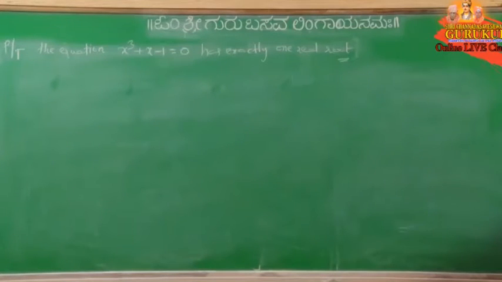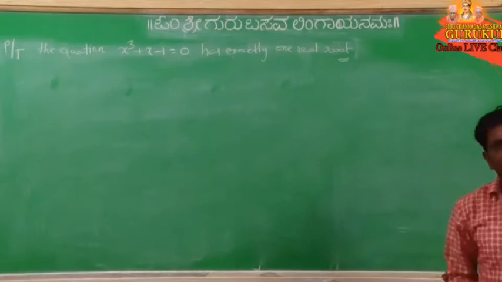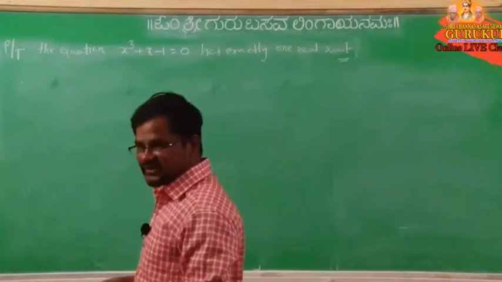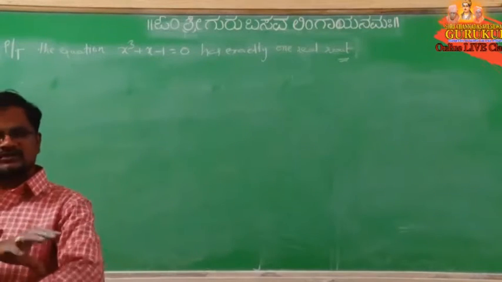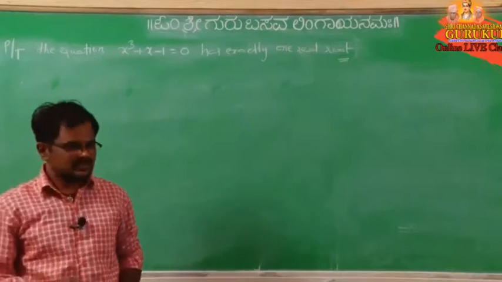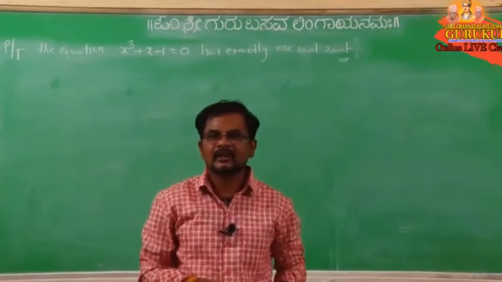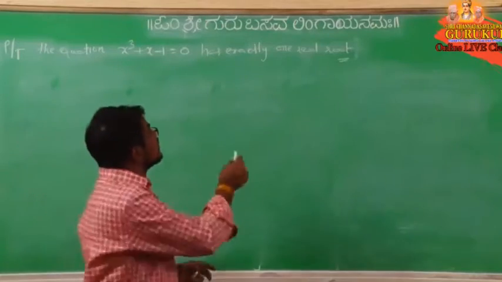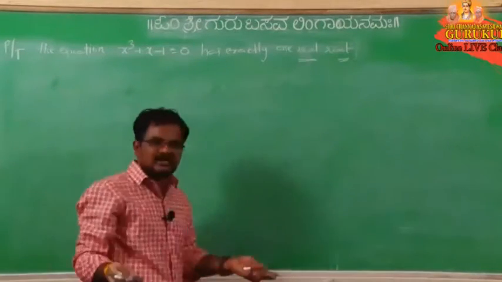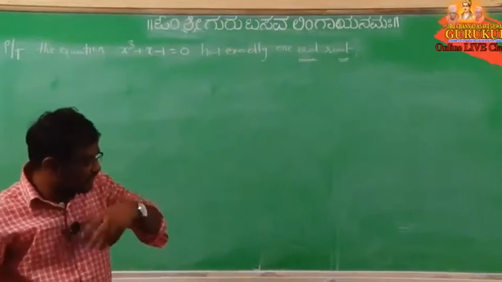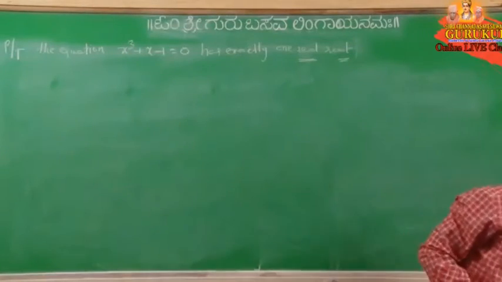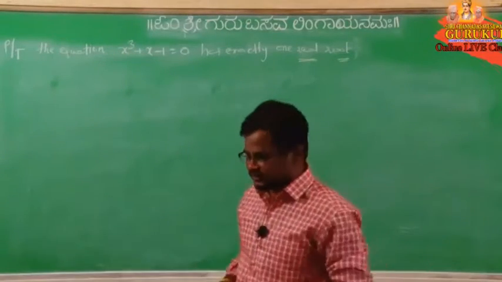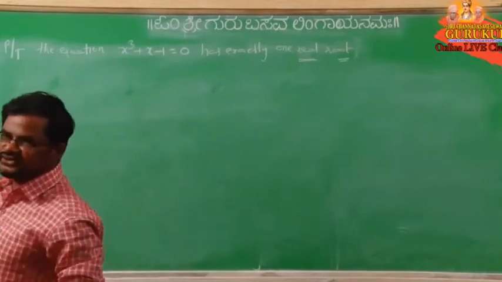Exactly one real root means we have to show this. This is a cubic equation, so how many roots will be there? 3 roots. But what is it saying? Exactly one real root, and the remaining are imaginary roots. That one we have to show, by Rolle's theorem.